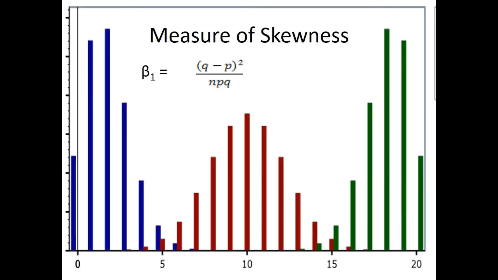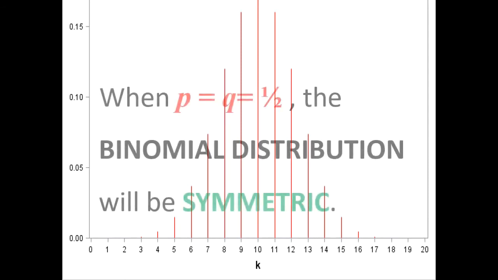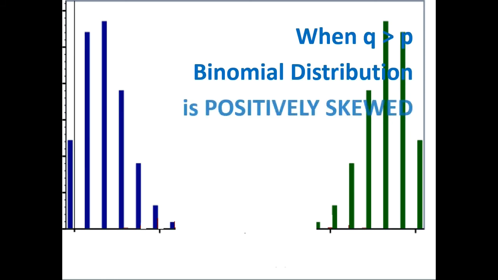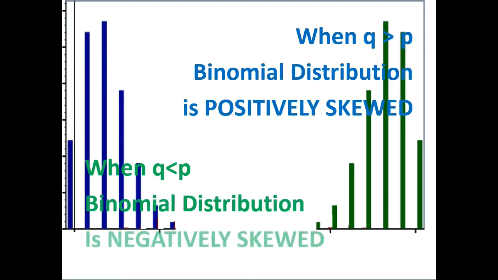The measure of skewness beta 1 equal to (q minus p) whole squared by npq is a measure of asymmetry of the distribution. When q equal to p equal to half, the binomial distribution is symmetric. That is, the distribution will be the same on either side of the central value. When q greater than p, the distribution is positively skewed. That is, the distribution will be skewed to the right. And when q less than p, the distribution will be negatively skewed. That is, the distribution will be skewed to the left.